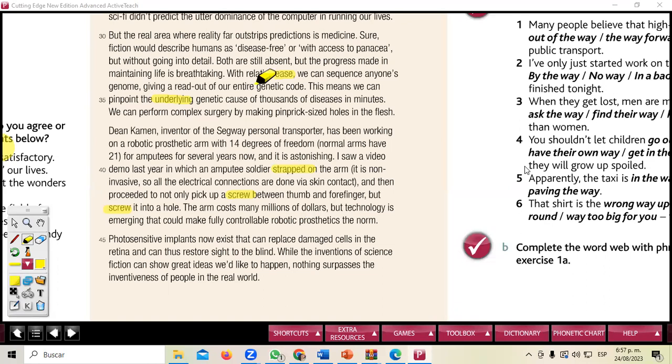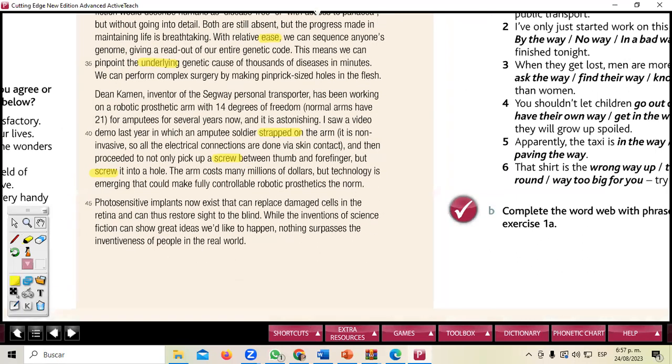Okay, good. Continue. Jean-Claude, read the next one, please. Photosensitive.